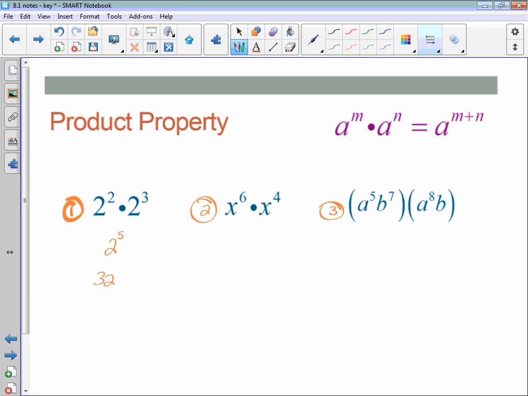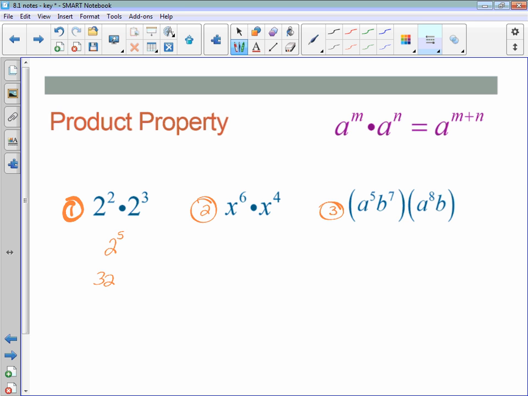So for your homework on this section, if they are huge numbers, if it's like 8 to the 5th, you can just leave it as 8 to the 5th. If it's something simple like 2 to the 5th, go ahead and multiply it out. But you will be doing this without a calculator, okay?